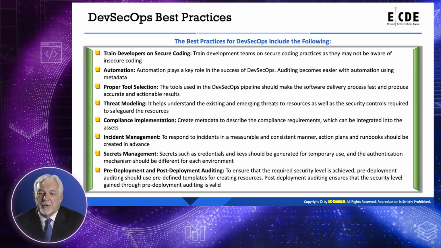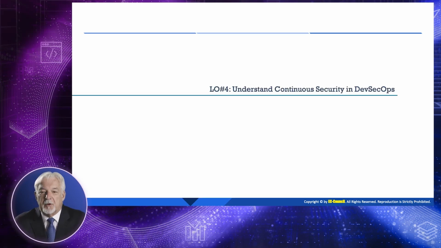Pre-deployment and post-deployment auditing. To ensure that the proper required security level has been achieved, pre-deployment auditing should use predefined templates for creating resources. Post-deployment auditing ensures that the security level gained through pre-deployment auditing is valid and that it worked properly. In Lesson 4, we'll go through understanding continuous security in DevSecOps.